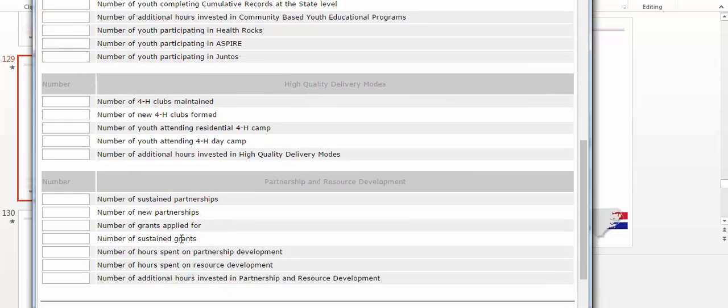Also, partnerships, grants applied for, grants received. Actually, the grants follow the individual who puts them in. So if it's a 4-H agent, reported a grant, then it goes under their name and shows up under their name.